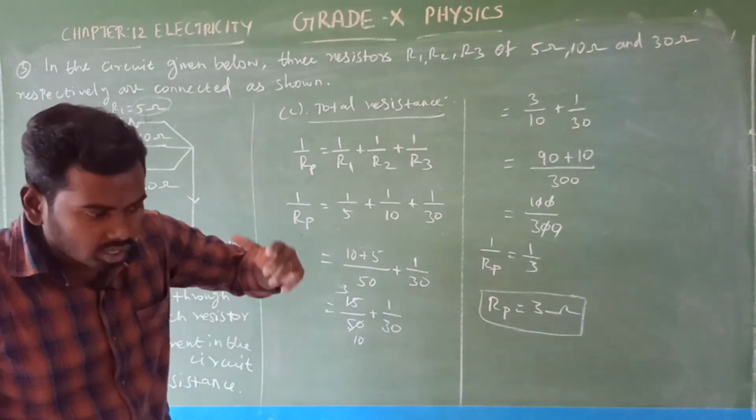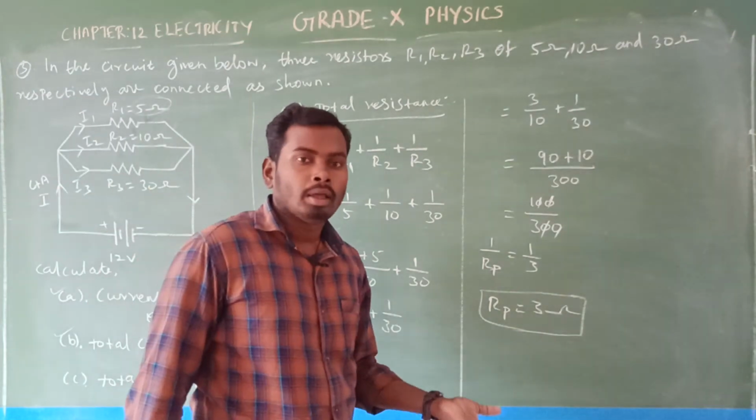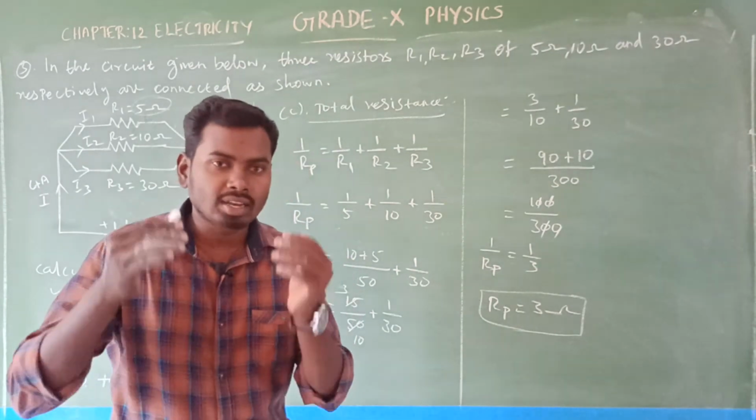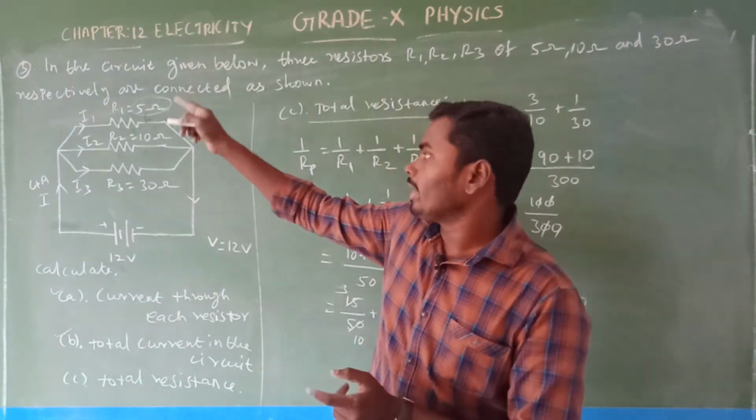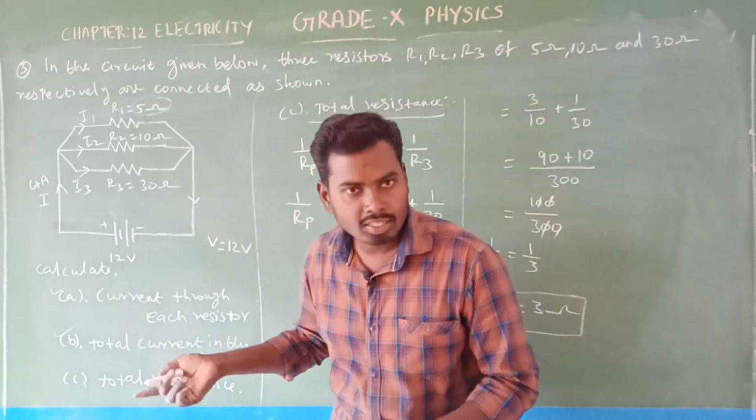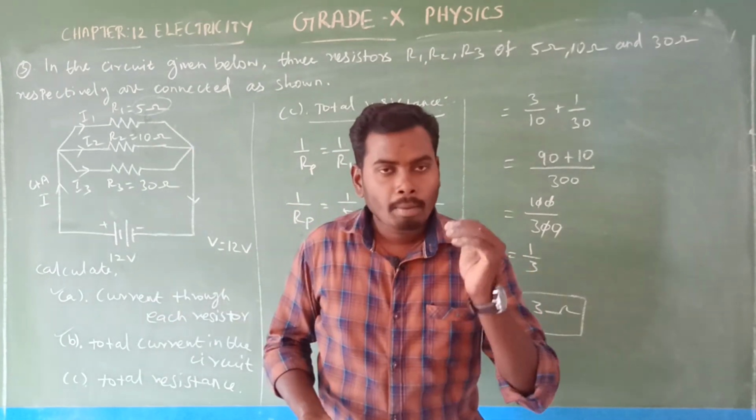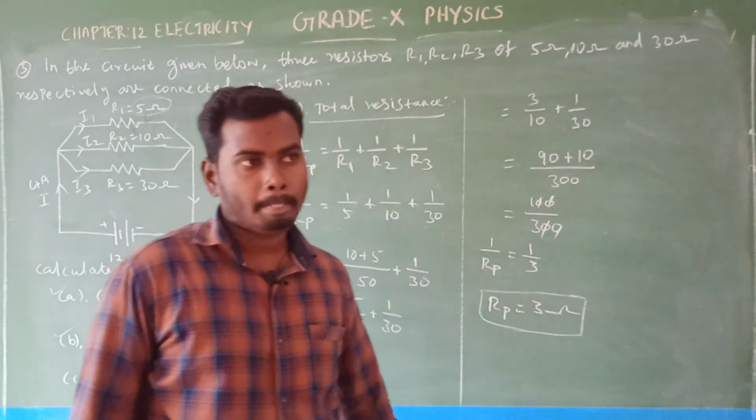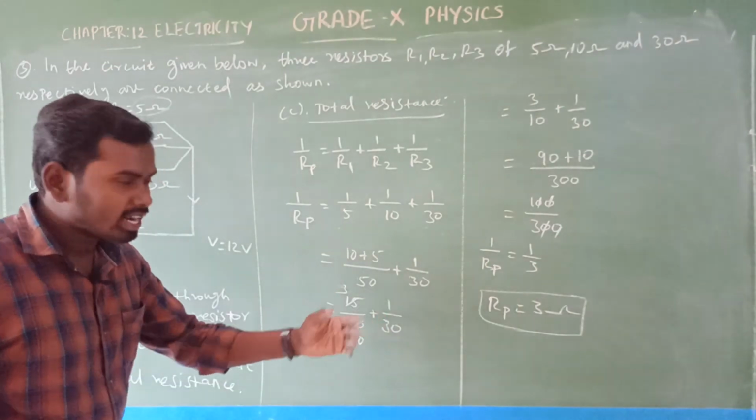So whenever a number of resistors are connected in parallel, the total resistance value will always be lesser than the smallest individual resistance connected in parallel. Always keep this concept in your mind. Okay, students. Yes. So that is the reason why.